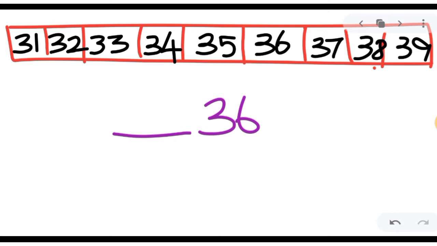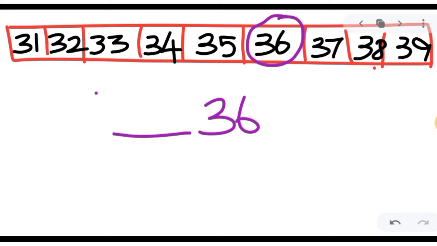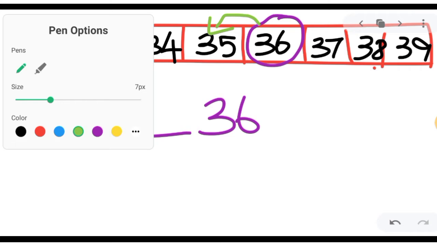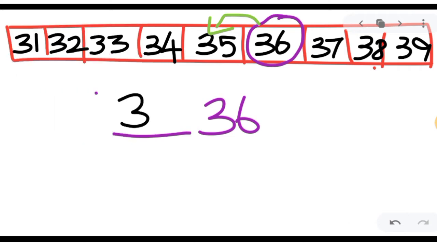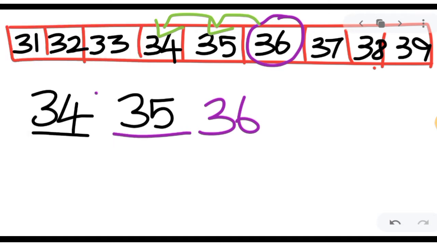Let's see here. Where is the number 36 in this grid? Here is 36. For the before number, we should see the previous number, right? What number is previous? Number 35. Let's write 35 in this blank. Can you tell me what number comes before 35? What number is previous? 34. Very good. So what number comes before 35? 34. Like that we have to identify the before numbers.